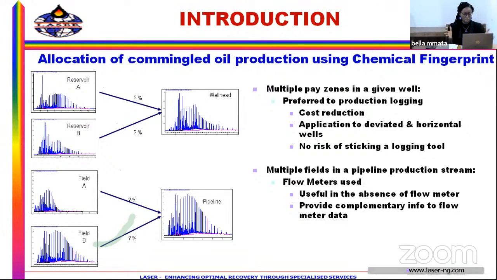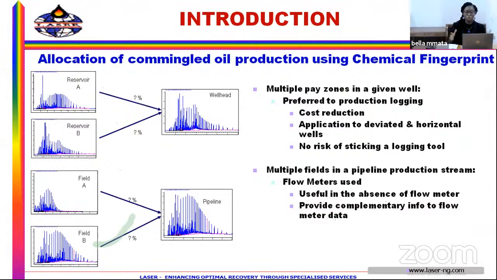Then when we come to the surface, where we have multiple fields producing into a production stream, we find out that we can actually use this fingerprinting to be able to back allocate production. Even when we have flow meters, the fingerprint can serve as an elementary information base for the production engineer.